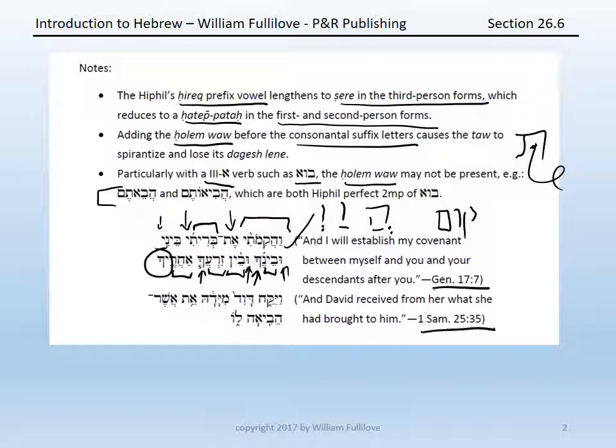Second example, 1 Samuel 25:35. Vayyiqach David miyadah et asher hevi'ah lo. So begin with a Qal narrative, third masculine singular. Note that you only have two root letters, but the dagesh inside the qof is the tip-off that we have here the irregular verb laqach. David received, Qal narrative, third masculine singular of laqach.